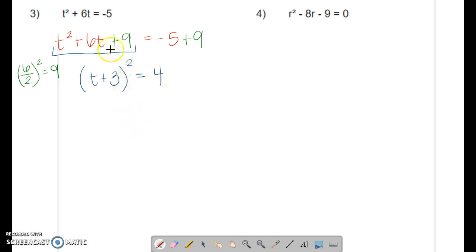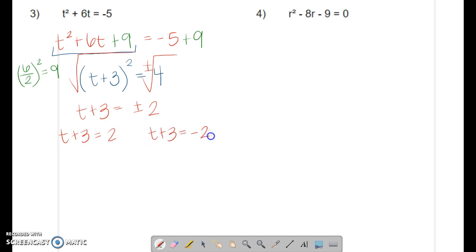4. So we can solve this now by square roots, so we can square root both sides, remembering to take both the positive and negative square root. So that means t plus 3 equals both positive and negative 2. So two equations: t plus 3 equals positive 2, t plus 3 equals negative 2. Solving both, taking away 3, you get t equals negative 1, and then t also equals negative 5.